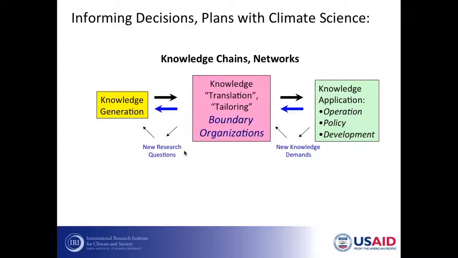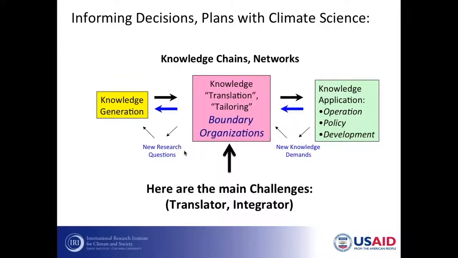What we are finding out is that some of the most difficult challenges are found in this central pink box. That is the translators, the people tailoring information. We think that we may be needing a new type of scientist, a new type of professional, able to take this scientific knowledge and tailor, translate it into information that is understandable, usable, relevant, actionable by the implementers' communities.